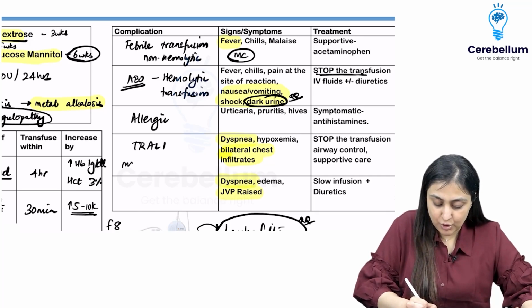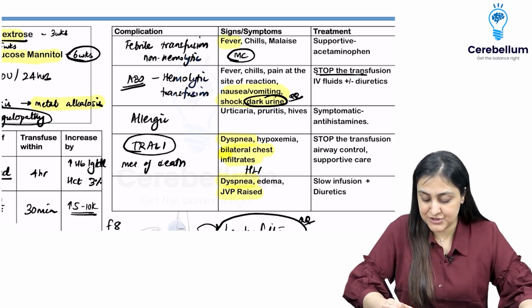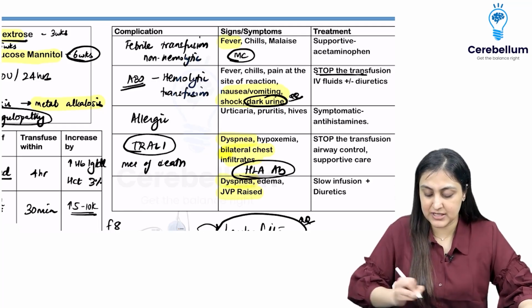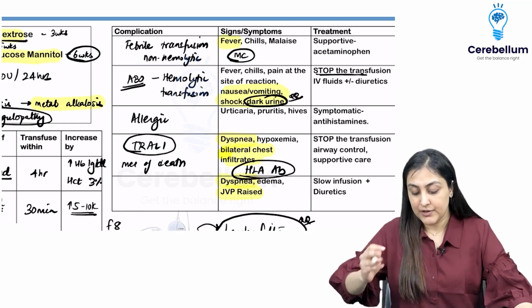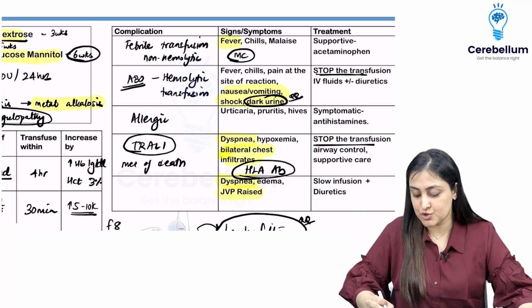TRALI, transfusion related acute lung injury, is the most common cause of death. This is related to the antibodies in the donor blood against the recipient's HLA. Remember, you have to stop the transfusion. Two conditions where you stop: TRALI and hemolytic reaction.